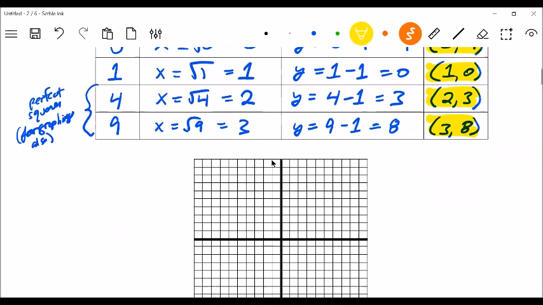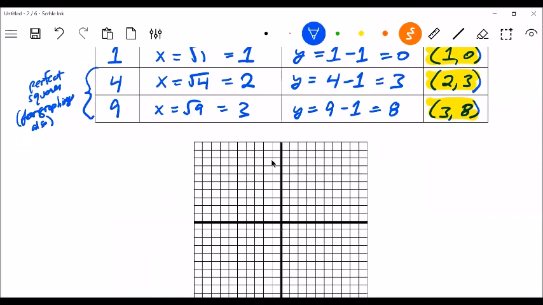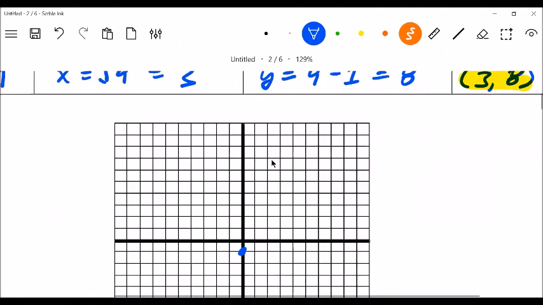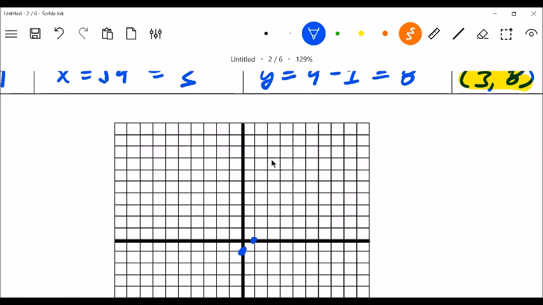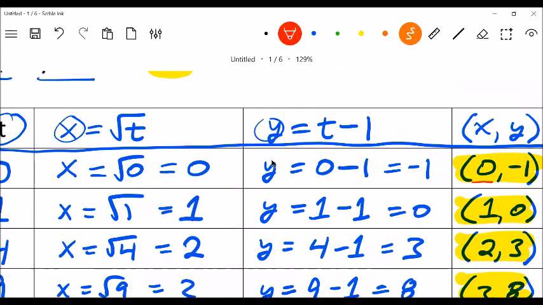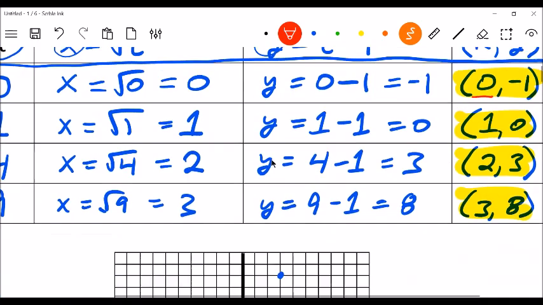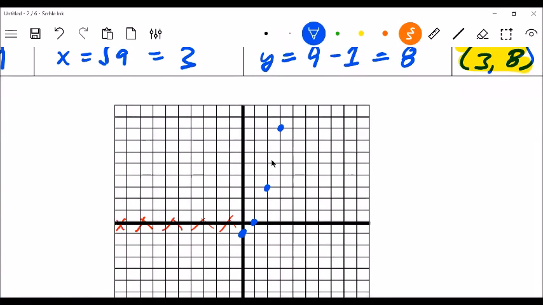So there's a graph down here to help us with plotting them. Let's do it. 0 and negative 1. 1 and 0. 2 and 3. 3 and 8. Notice it's going only on one side because we can't use the negative x's because they're the negative t's. It only starts with the 0 here. So in this case, it actually works where the x's end up with the same domain as the t does.